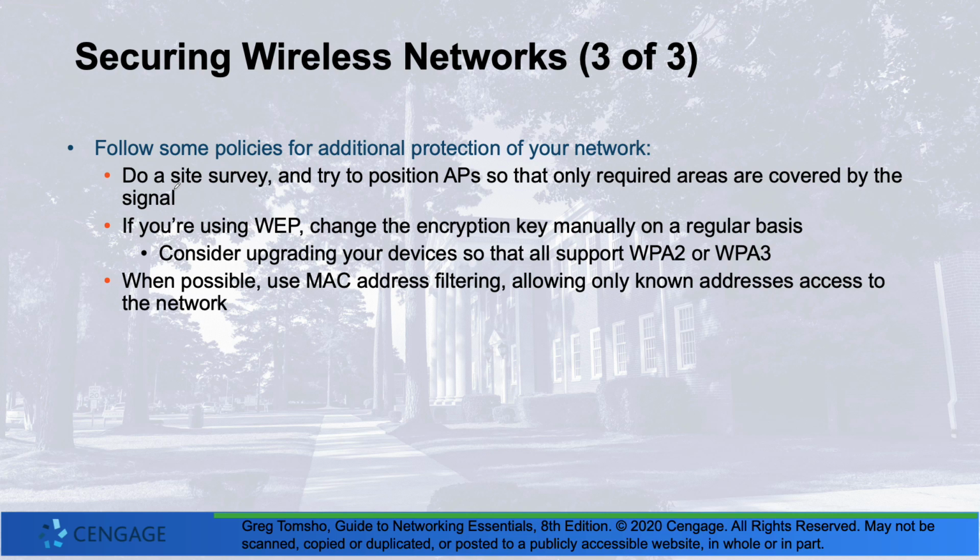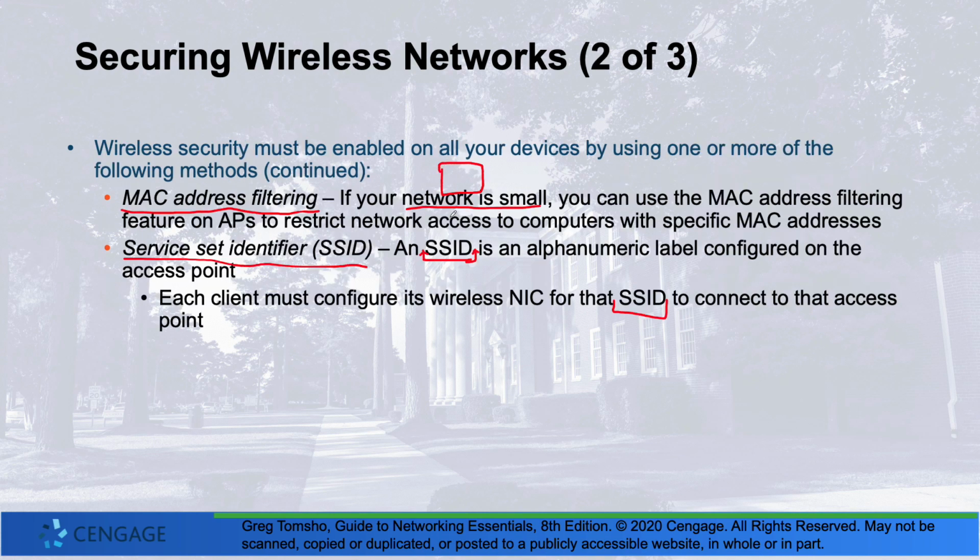If you have money, it costs a lot of money, do a site survey. You can do one yourself with your wireless device, but there's companies that you pay to come in and do this. And what you want to do is try to position your access points, your antennas, so that only the required areas are covered by the signal.